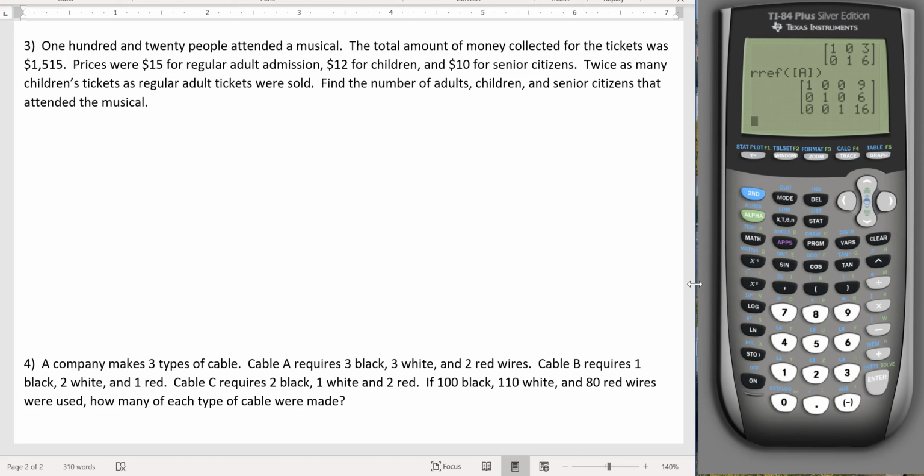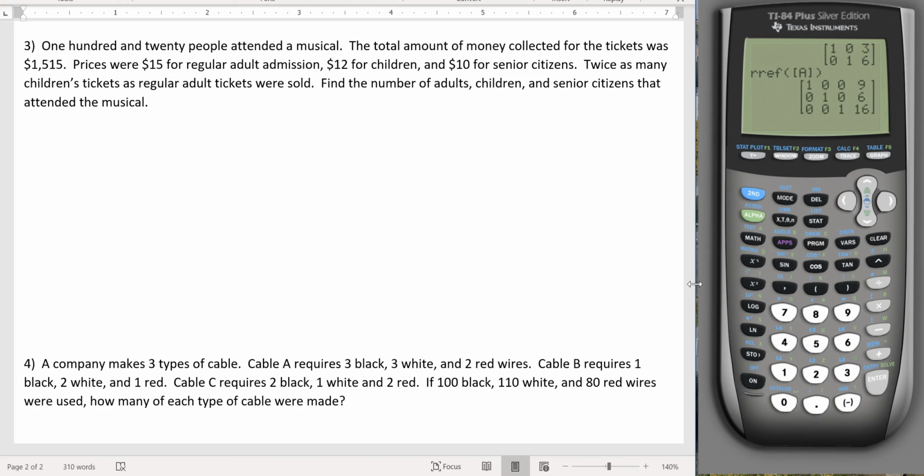All right, let's see how we did here with number 3. So 120 people attended a musical. The total amount of money collected for the tickets was $1,515. Prices were $15 for adult, $12 for children, $10 for senior citizen. Twice as many children's tickets as regular tickets were sold. Find the number of adults, children, and senior citizens that attended the musical.